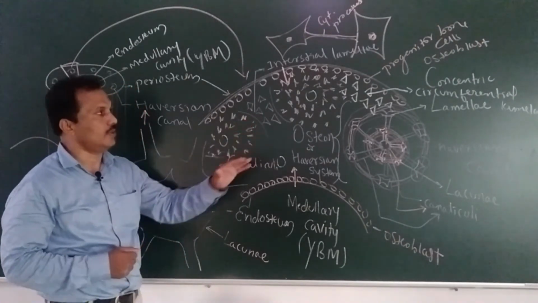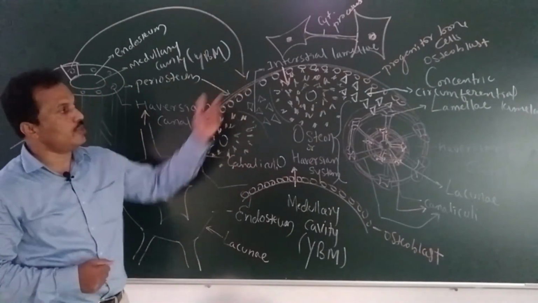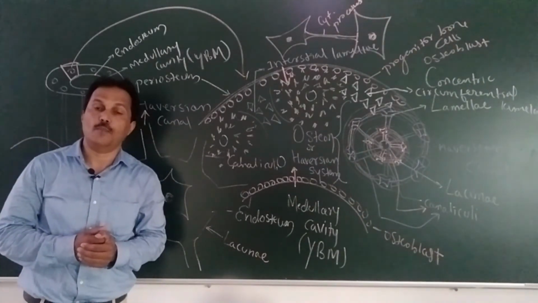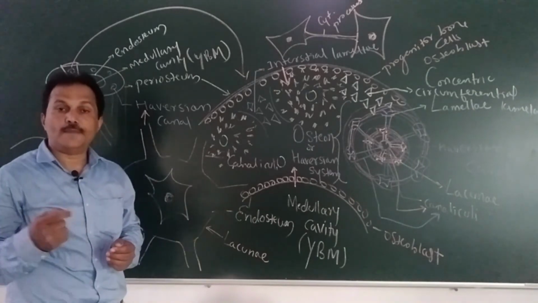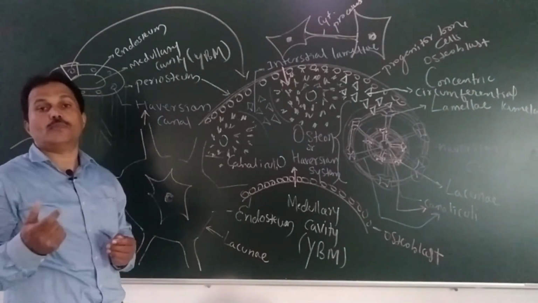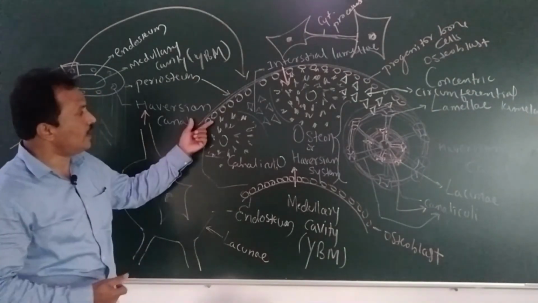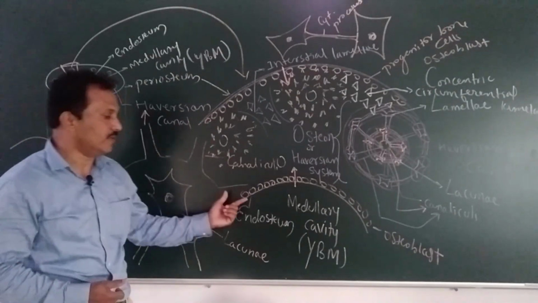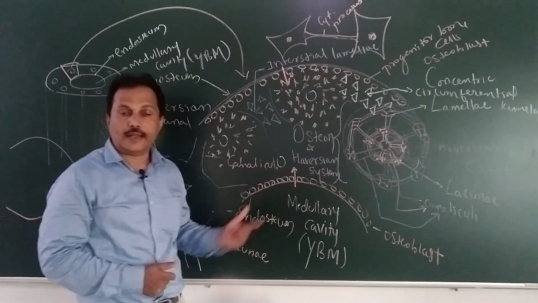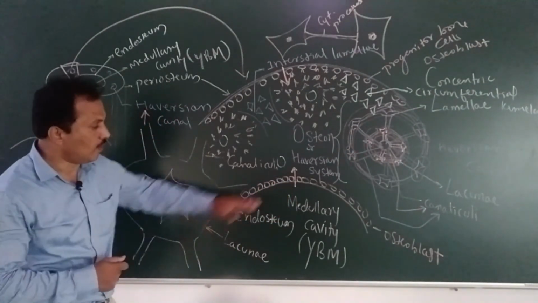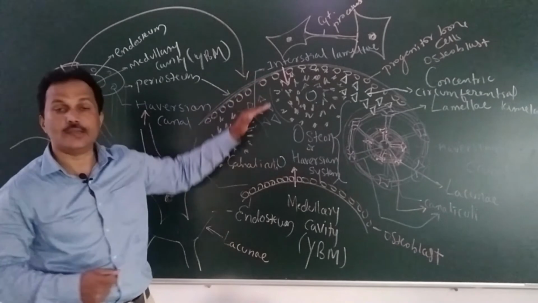Beneath the periosteum, the progenitor bone cells are the stem cells from where the osteoblasts originate. They are present beneath the periosteum as well as on the inner aspect of the endosteum. The direction of the growth of bone is from both directions, this and this direction.